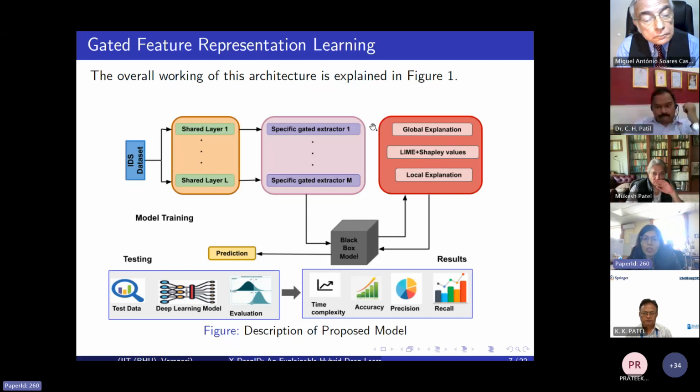First, these specific gated extractor features go to the black box model. Here we have used a CNN model for extracting the features, and then these features go to the global explanation and local explanation models, and out of this we get our prediction. And for the test data, we have passed our data to the deep learning model. Then evaluation is done on the basis of three metrics: accuracy, precision, and recall.